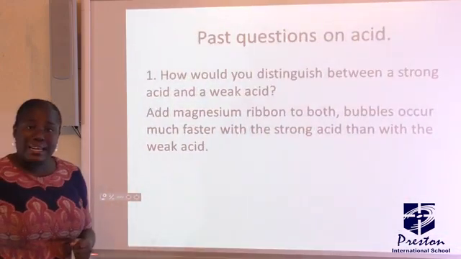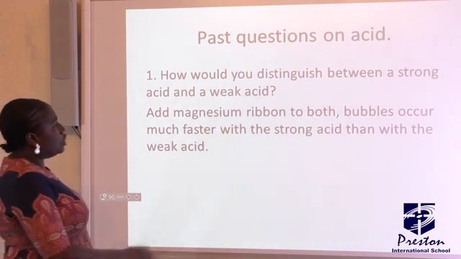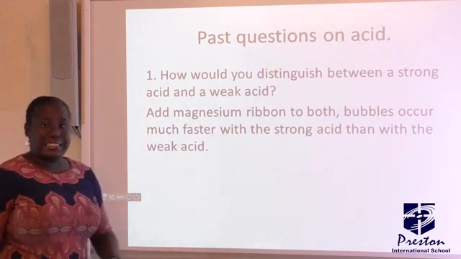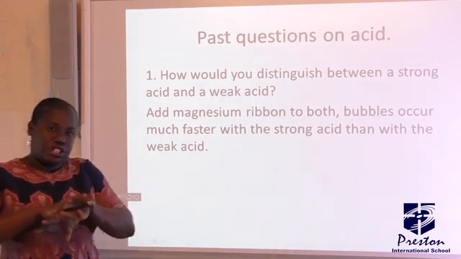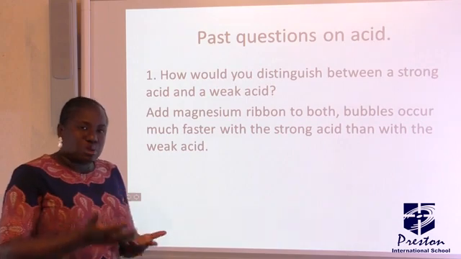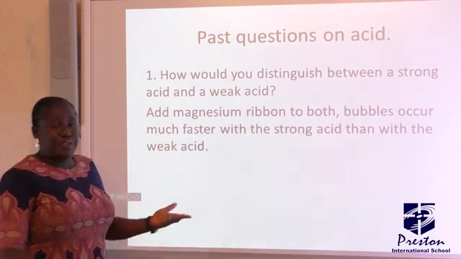Now, let's look at some past questions and let's consider the answers. The first one, how will you distinguish between a strong acid and a weak acid? Now, if you're to answer this, please don't give theoretical things. You have to talk in practical terms. What do I mean by that? You're to give a typical example.